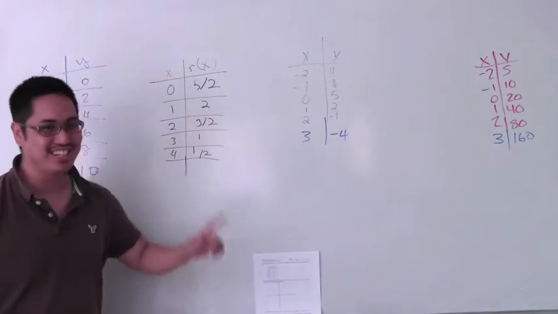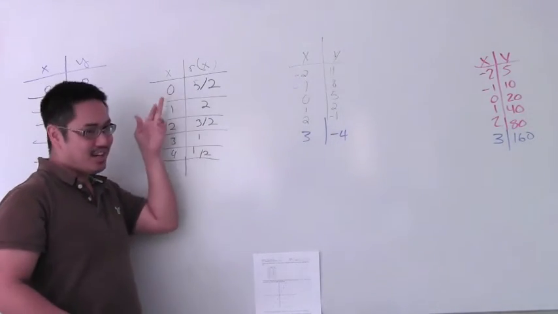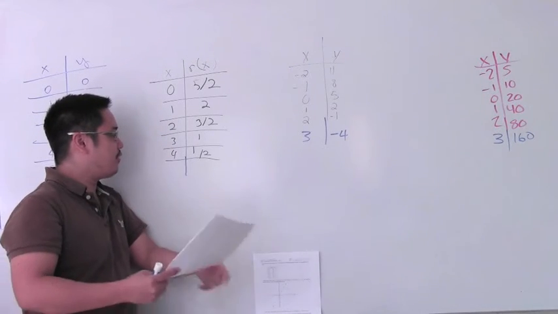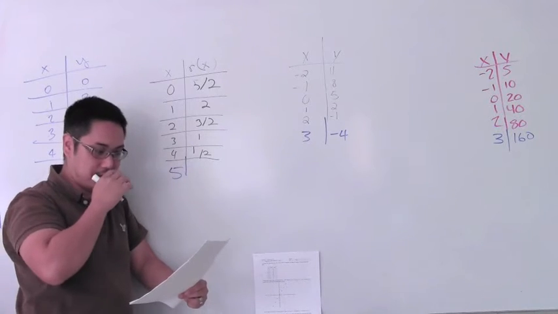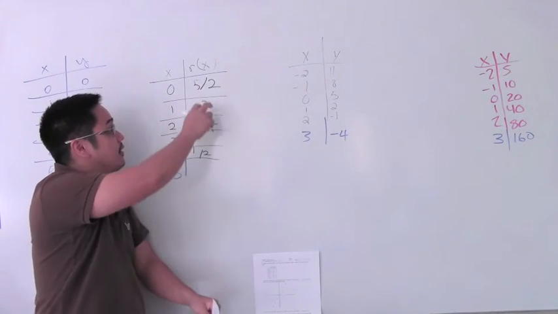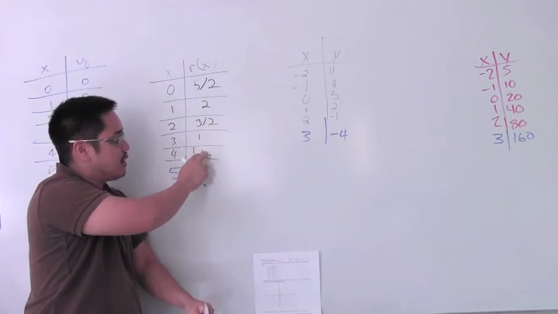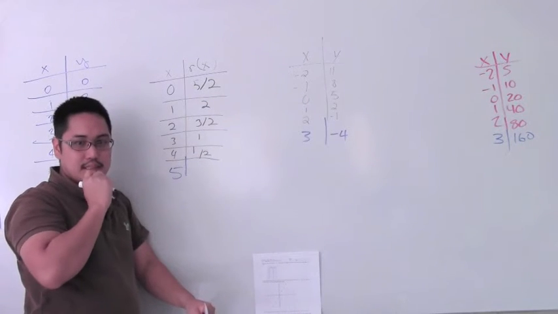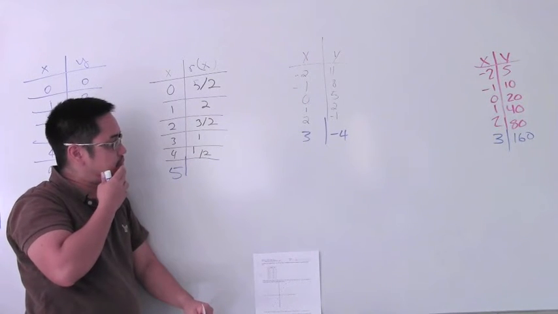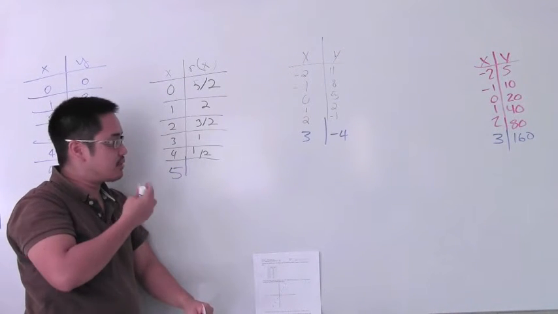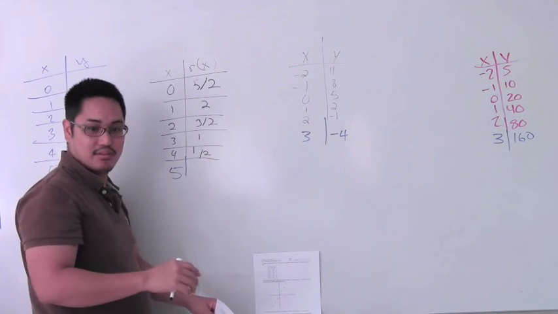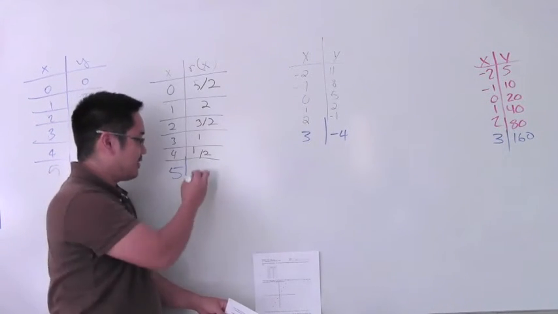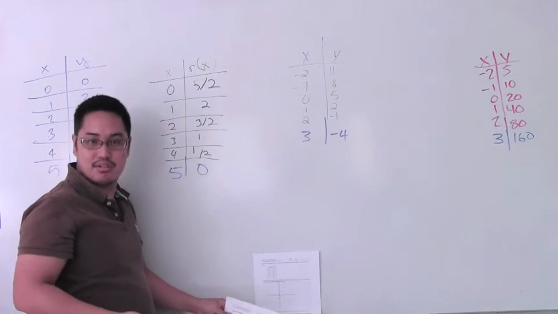Dang. All right. Anyway, let's try this one. Ready? 0, 1, 2, 3, 4. The next one would be 5. Okay. And let's go 5 halves, 2, 3 halves, 1, 1 half. What is the next one? Here, I'll give you a hint. It's actually 0. 0 halves. Yeah, that's absolutely right.